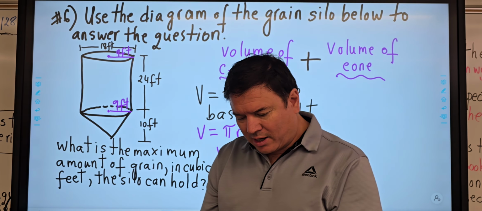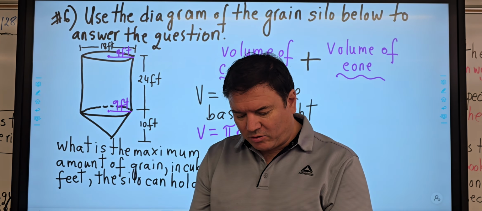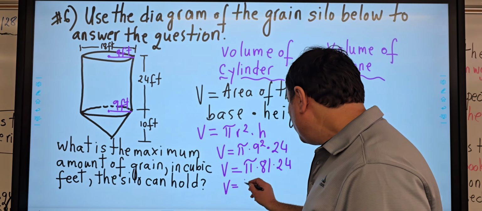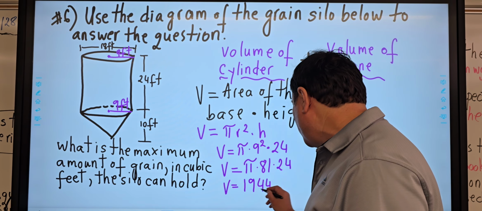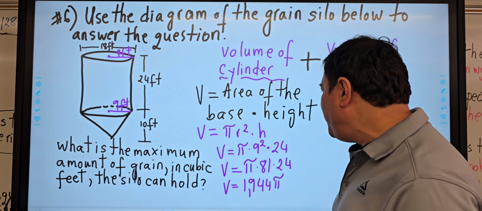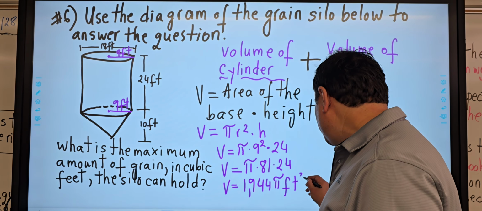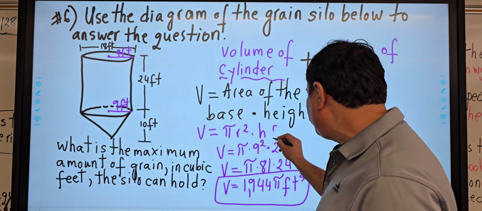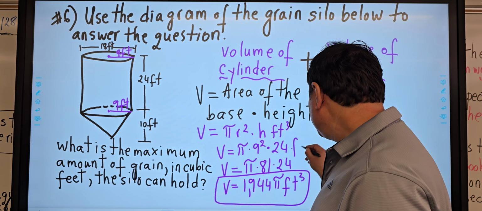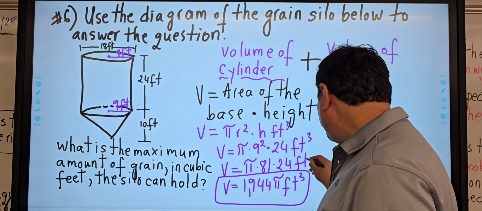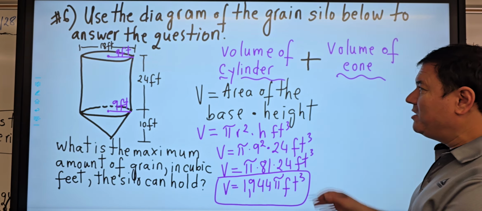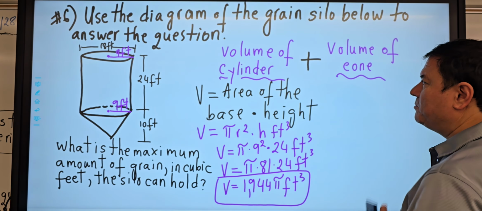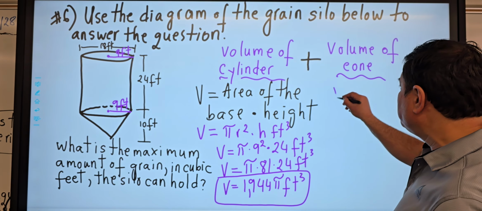So let's multiply now 81. Let's use a calculator. 81 times 24, and we get 1,944. So 1,944 pi, and don't forget the feet, it's going to be cubic feet. So that's going to be the volume for the cylinder, 1,944 pi feet cubed. Now let's find out the volume of the cone.